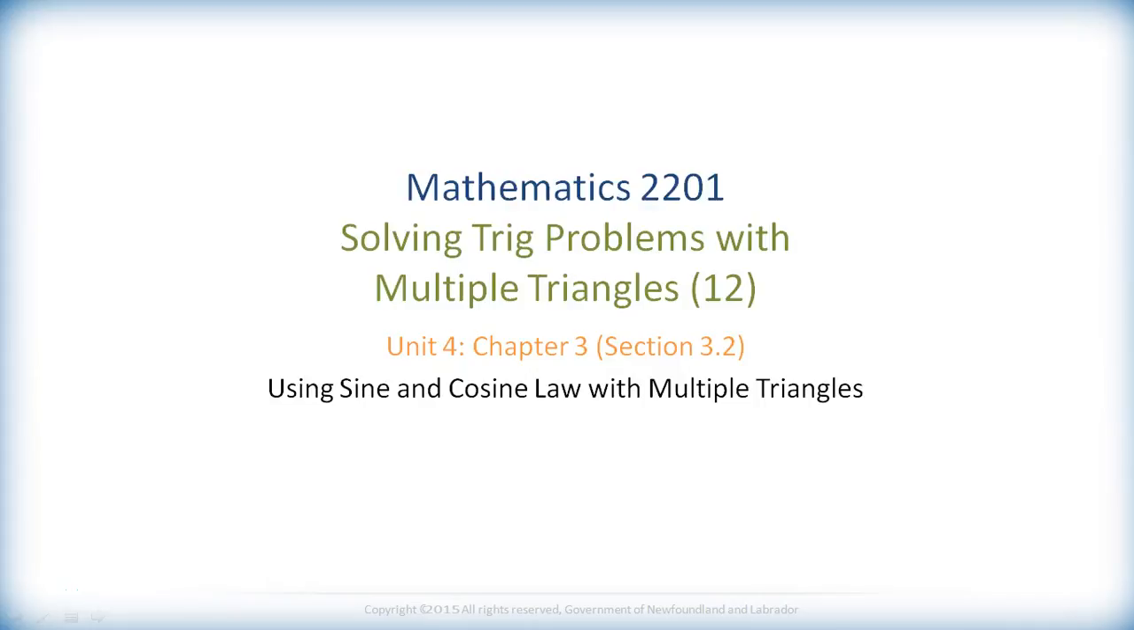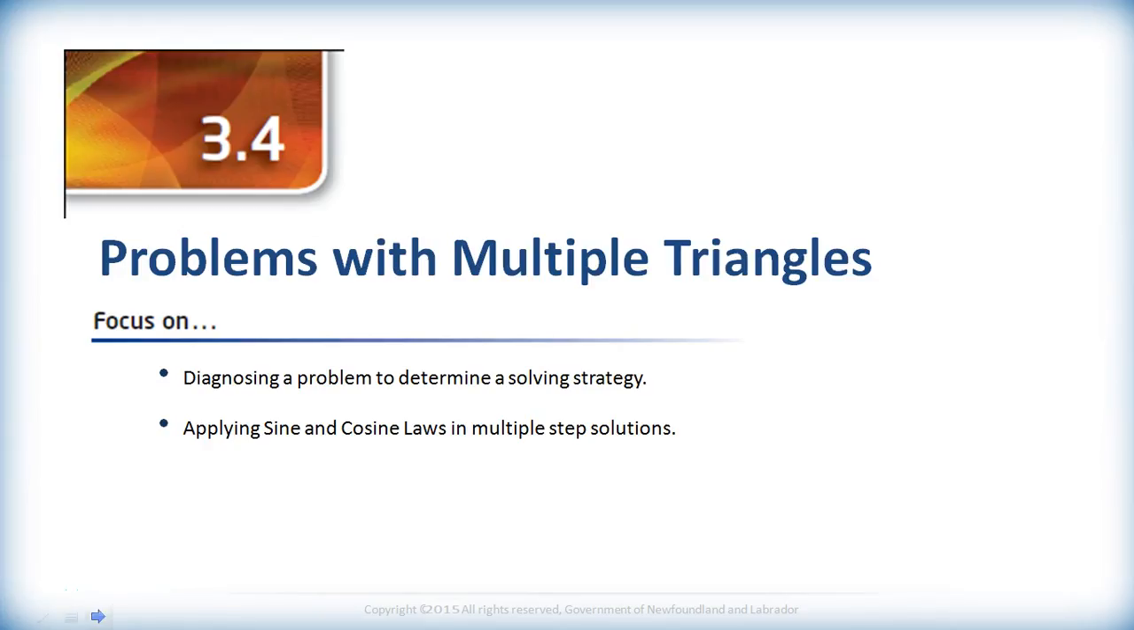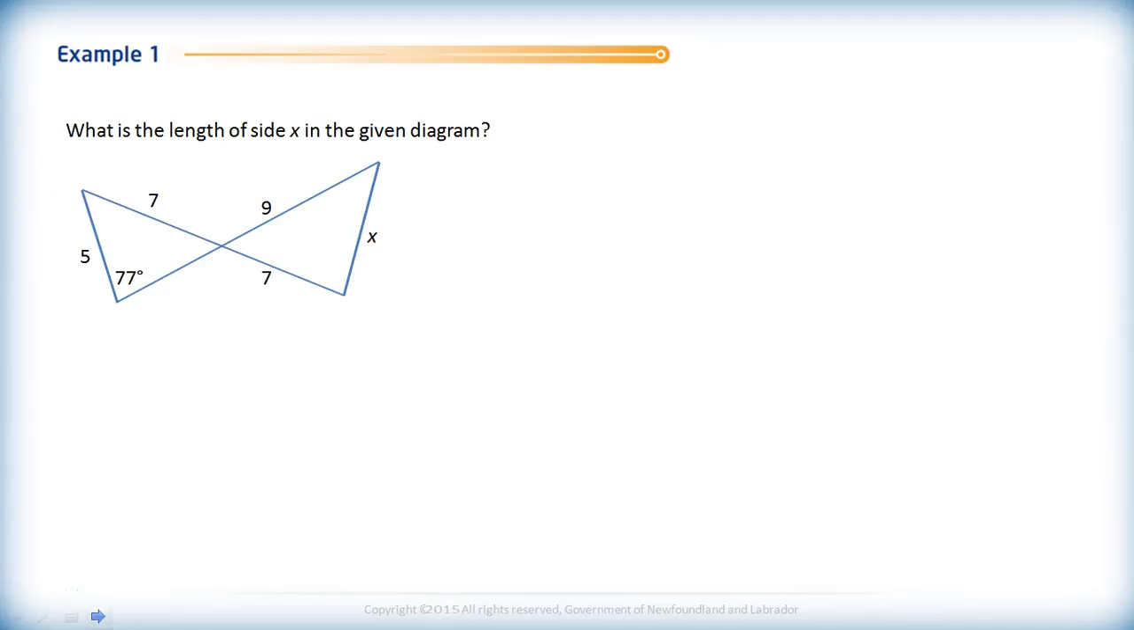Okay, folks, a couple of word problems coming now with multiple triangles in sine law and cosine law. So same stuff that we looked at before, just specific questions here. The first one says, what's the length of side x in the given diagram? So we're looking for this x right here. So let's see if we can figure it out.